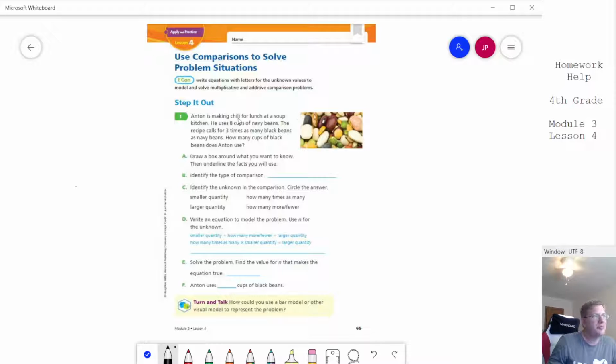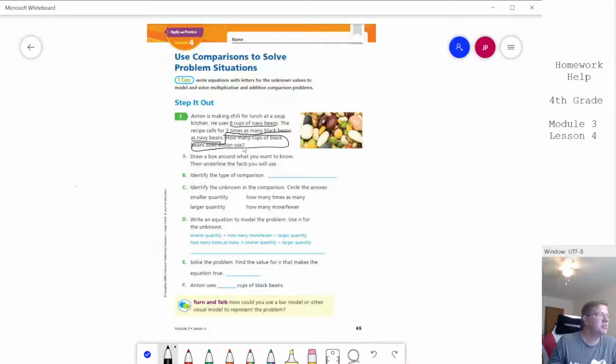So our problem's about Anton making chili for lunch at a soup kitchen. We're going to use 8 cups of navy beans, and we need 3 times as many black beans as navy beans. And we're going to draw a box around this part, or kind of a circle because it's hard to draw with this. So I am going to underline these. So this is typical for what we do.